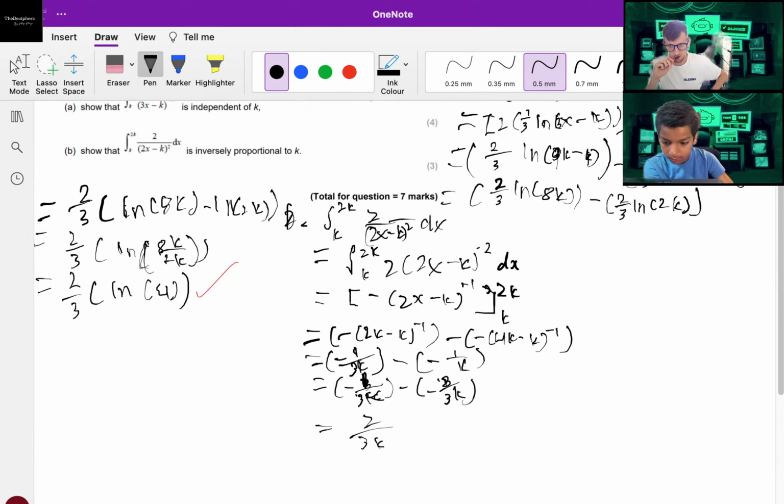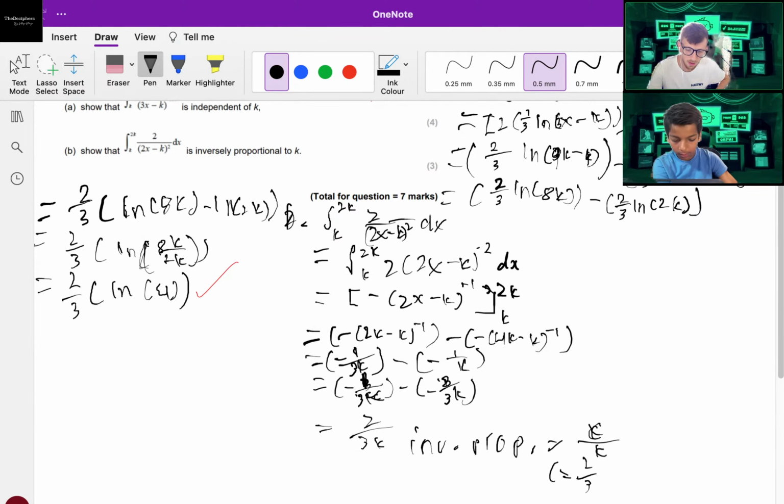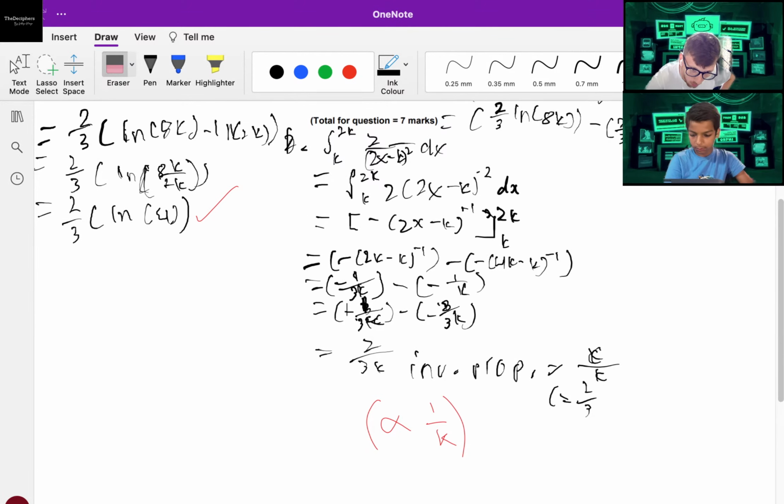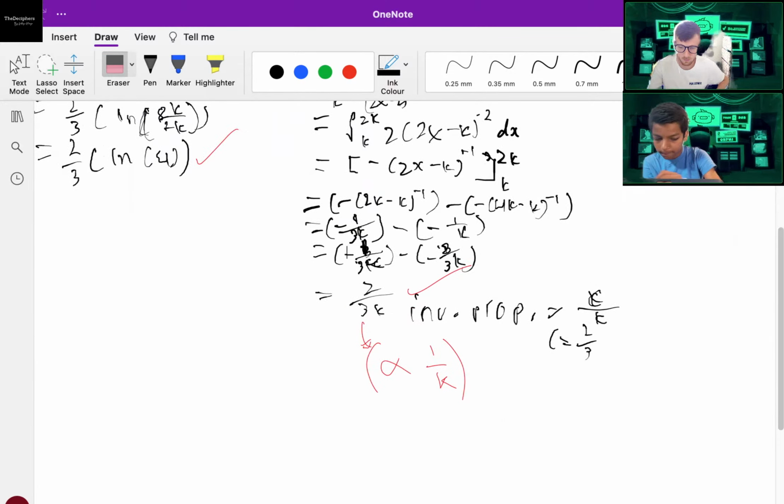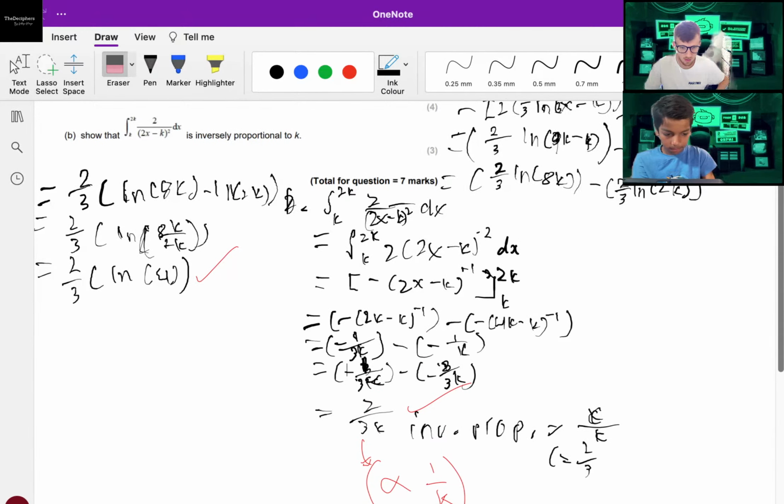And inverse proportion is a constant divided by k. So you show that, yeah, basically you can just say that this is proportionate to 1 over k. So you've done it. Yeah, I think we're done. Exactly. Fantastic. Okay, so question 3.